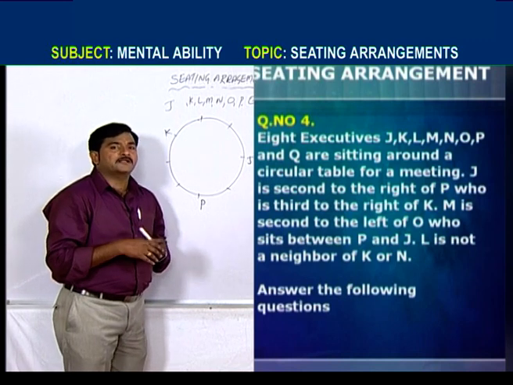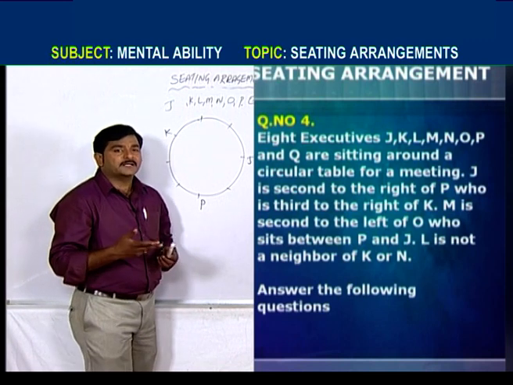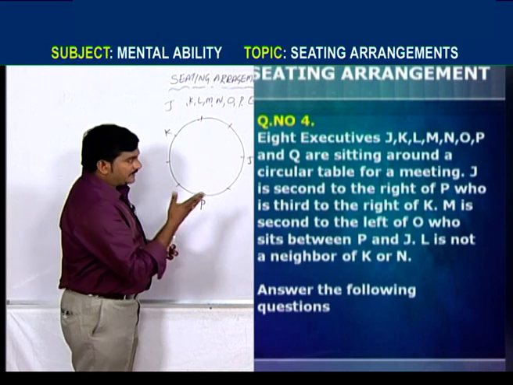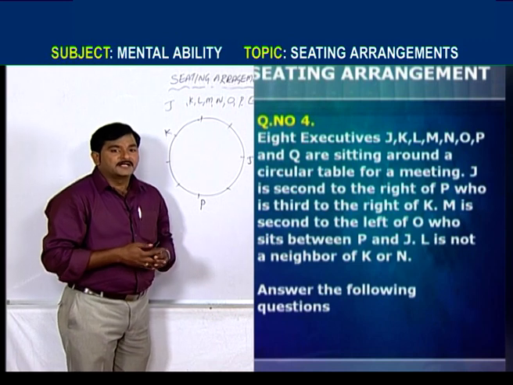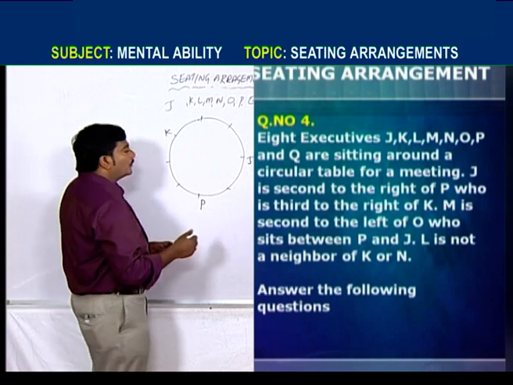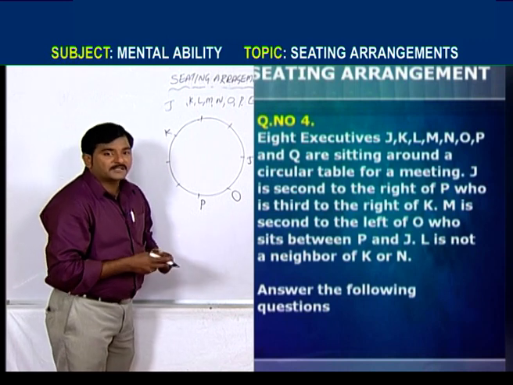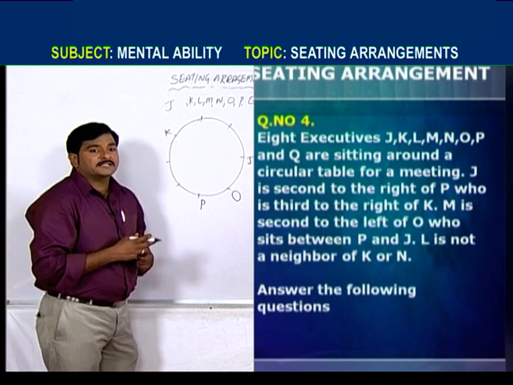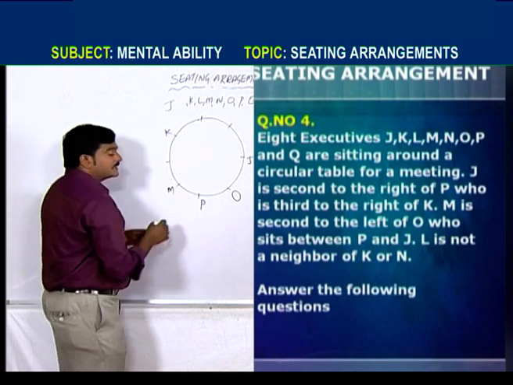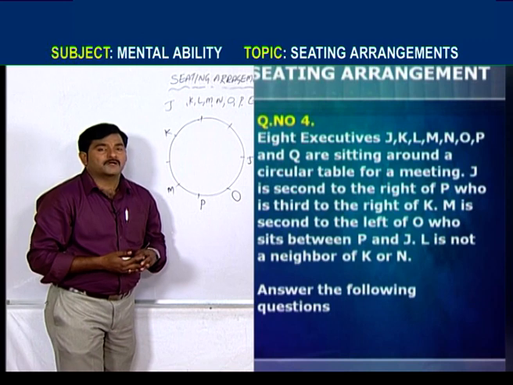Again in this case also, who means he is talking about whom. Is it about M or is it about O? Obviously it is about O, because what he mentioned here is very clear: M is second to the left of O, who sits between P and J. So here who means O. O sits between P and J. Then what about M? It's very clear. M is second to the left of O. So here first left and second left. Who is sitting here? M is sitting. Therefore these are the 4 persons arranged out of 8 persons.